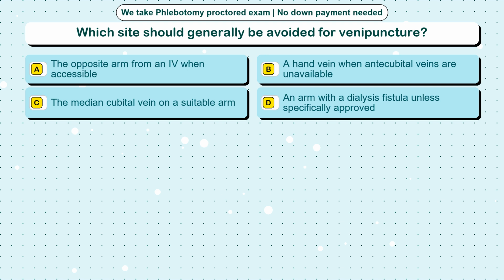Question 100. Which site should generally be avoided for venipuncture? Option A. The opposite arm from an IV, when accessible. Option B. A hand vein when antecubital veins are unavailable. Option C. The median cubital vein on a suitable arm. Option D. An arm with a dialysis fistula unless specifically approved.